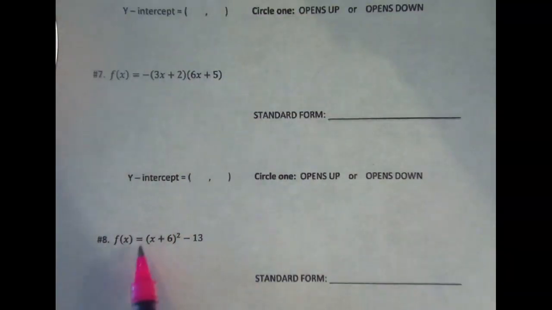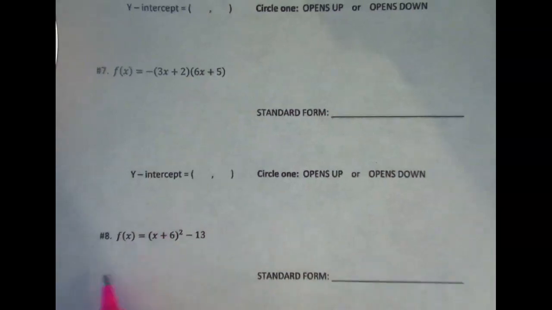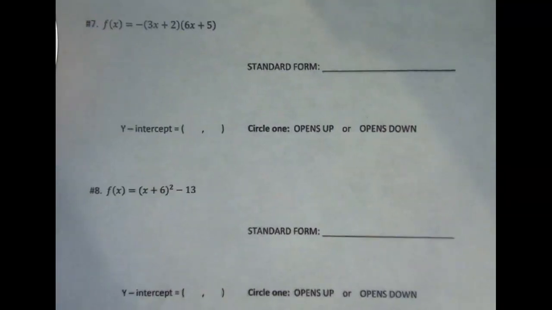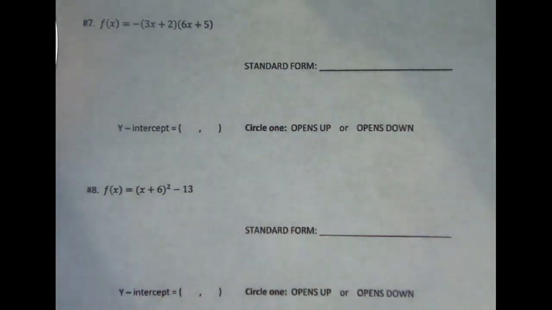The last one, f of x equals x plus 6 squared. So you'll want to write that out in expanded form and then double distribute or FOIL. And then that minus 13. You should know where to put that when you're combining like terms. Standard form, y-intercept, opens up or down. And that's it.